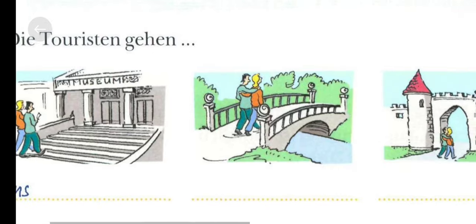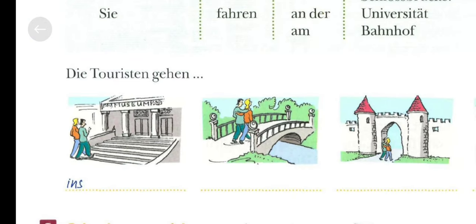And in the next one, the Touristen gehen durch. We will use durch or über. Über die Brücke means above the bridge, or you can say through the bridge also. They are going through the bridge or maybe through the park.